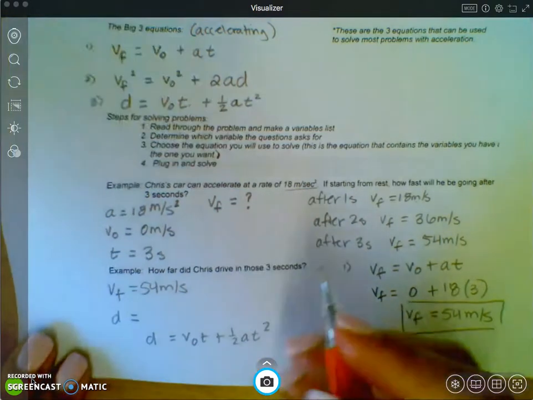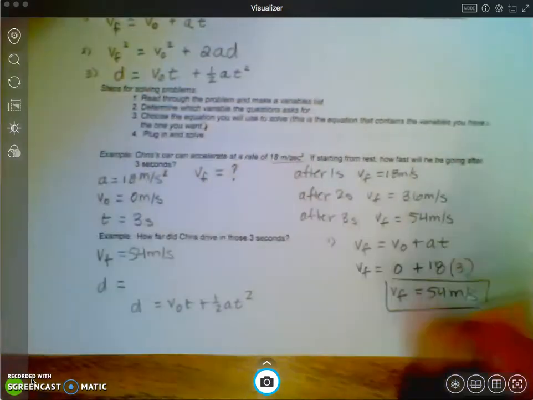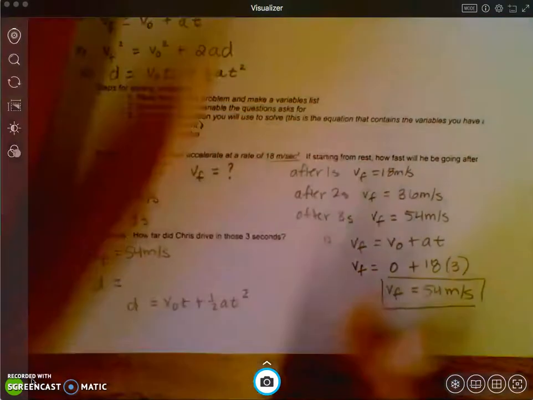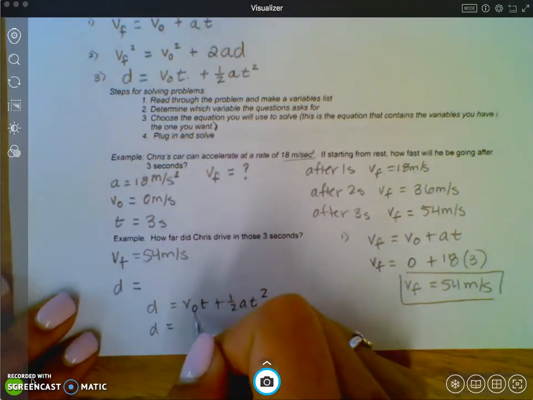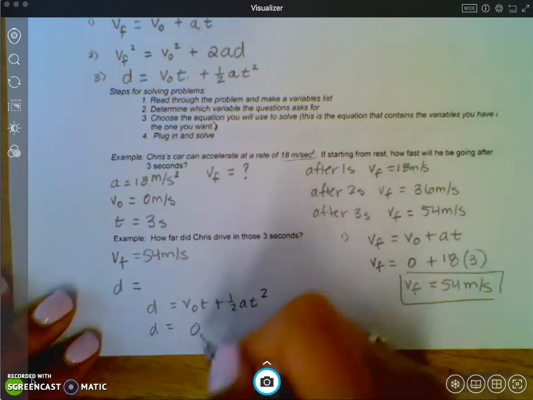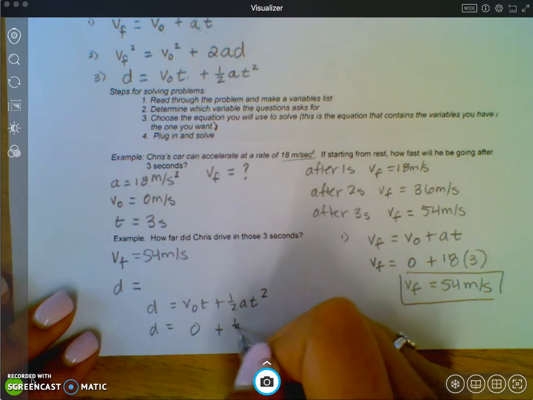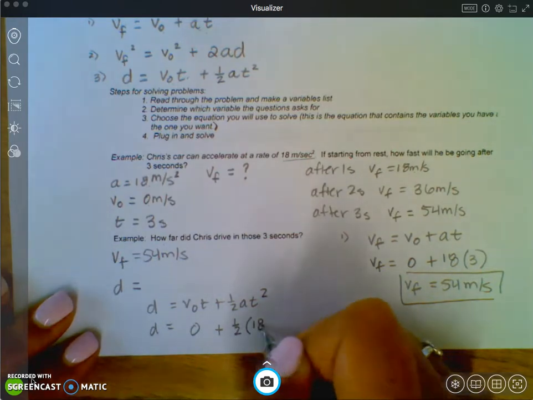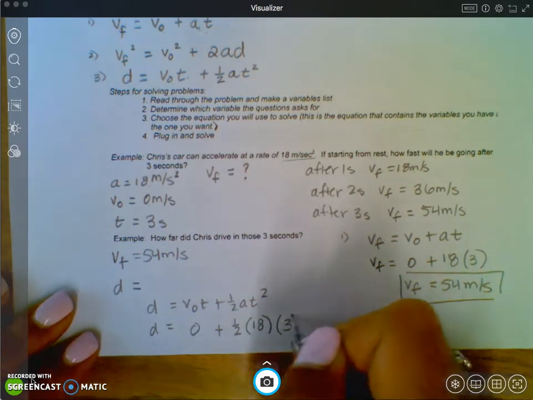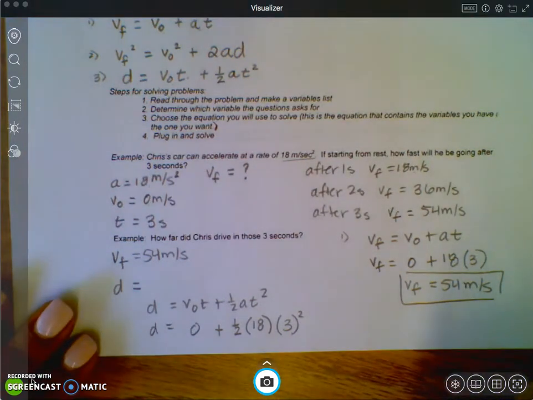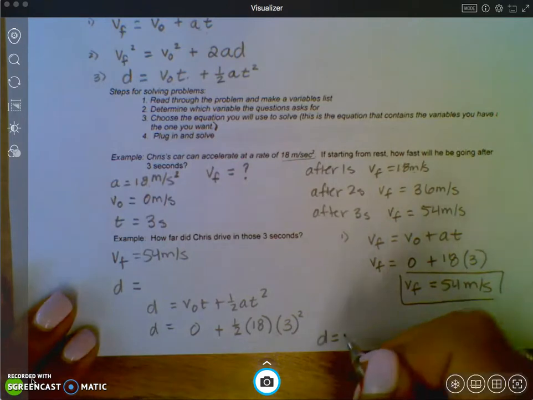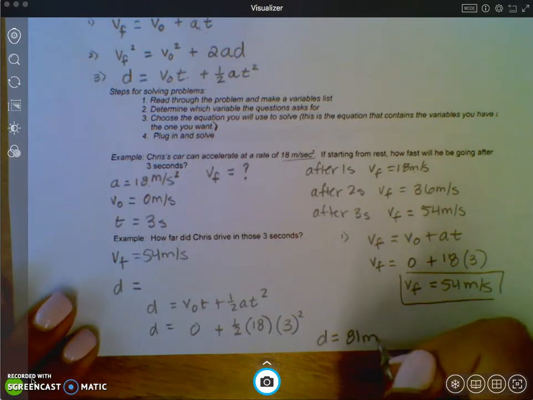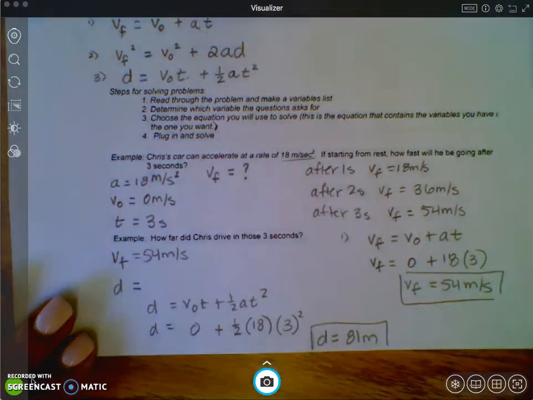And for now, I don't want you skipping steps. So don't just skip to plugging in. I want you to actually write down the equation. Okay. And then plug in. V naught is 0. 0 times anything is 0, so I'm just going to leave that off. A is 18 and T is 3. Don't forget to square the T. Okay. And if you plug that in, you get D equals 81 meters. Okay. And make sure you have the proper unit.